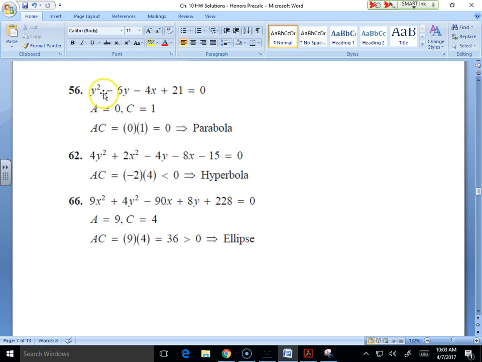56. Parabola. Why? This one's easy. Why is it a parabola? It's only one term is squared. Only one is squared. So it has to be a parabola. That's the only function where only one term is squared, unless it's a degenerate.